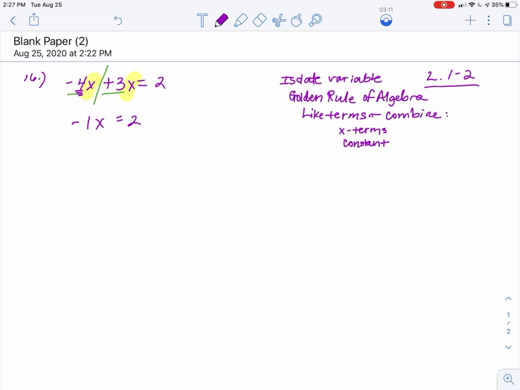Okay, and then we want to isolate the variable. So I notice that we have negative 1 times x, so we're going to undo that with division of our negative 1, because that will give me an x on the left-hand side and a negative 2 on the right-hand side. That is number 16.